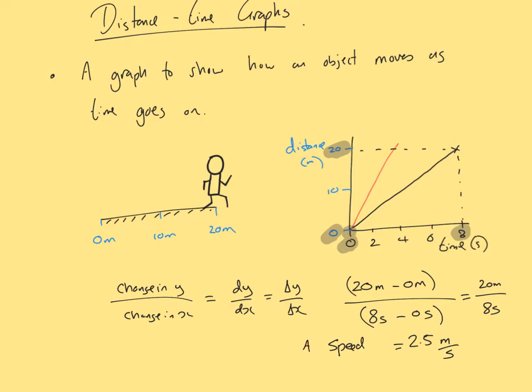Strictly speaking, it's their average speed, but because it's a lovely straight line, their speed hasn't changed, so the average speed and their actual speed all the way along are going to be exactly the same for the straight line, the black line there, for when they were walking.